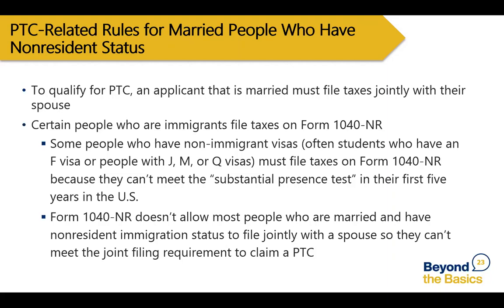So the Form 1040 NR, the tax form, does not allow most people who are married and have a non-resident immigration status to file jointly with their spouse. So they can't meet the joint filing requirement to claim a premium tax credit. So this basically disqualifies them from premium tax credit eligibility.